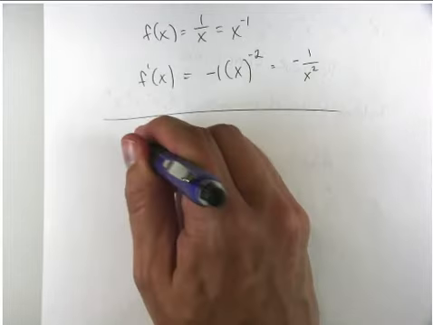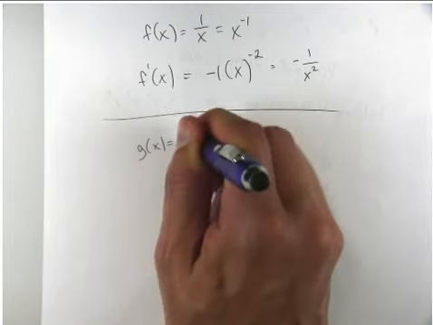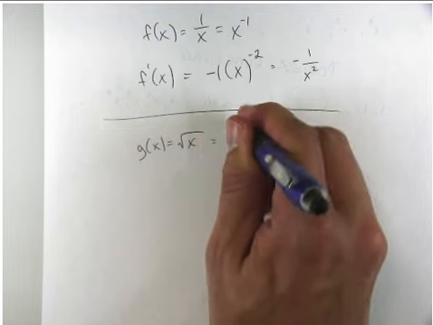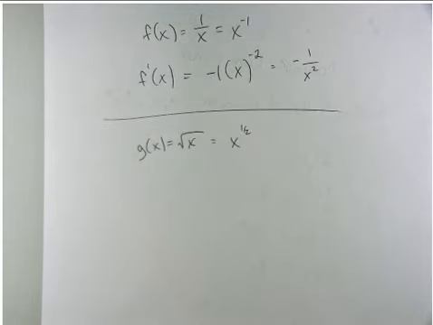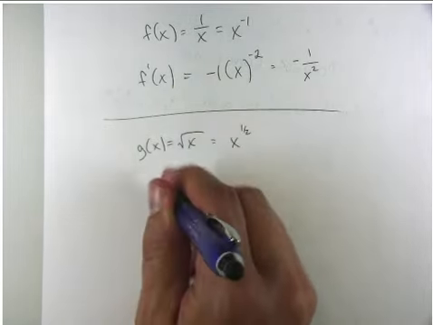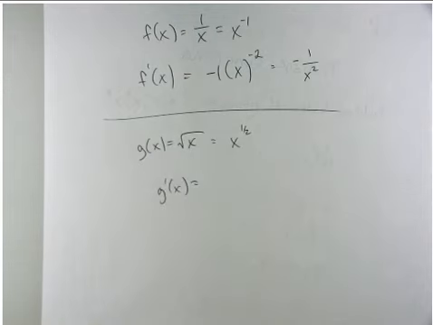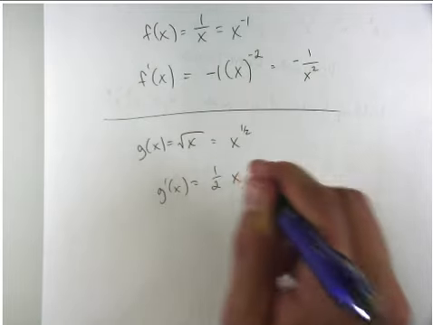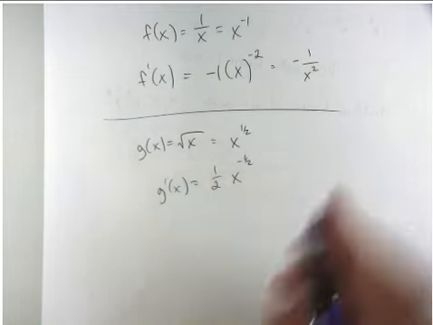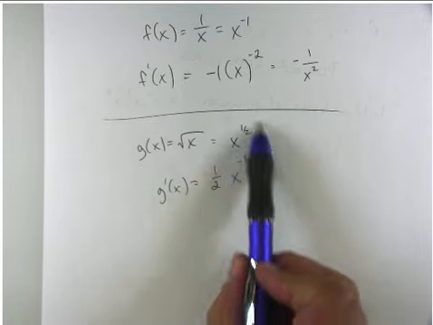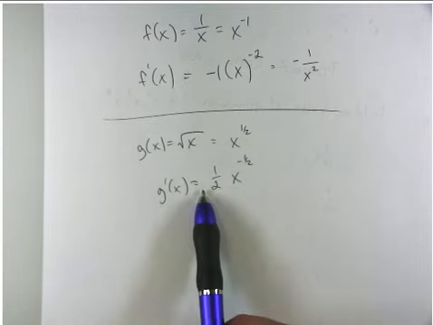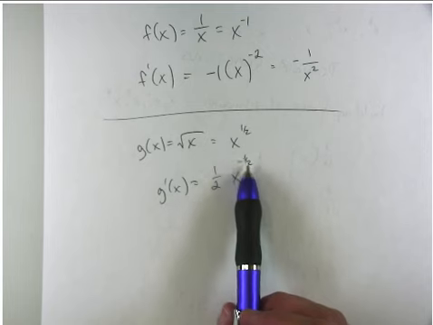What about another one that we saw at the beginning of class today? The square root of x. This is x to the 1/2 power. g prime of x is what? 1/2 x to the negative 1/2. The exponent becomes a coefficient, and then I reduce the power by 1.